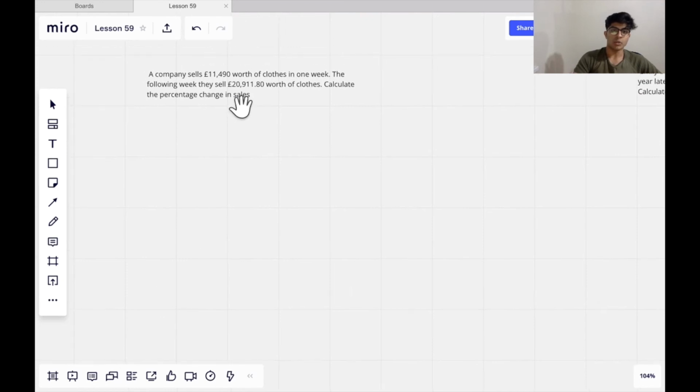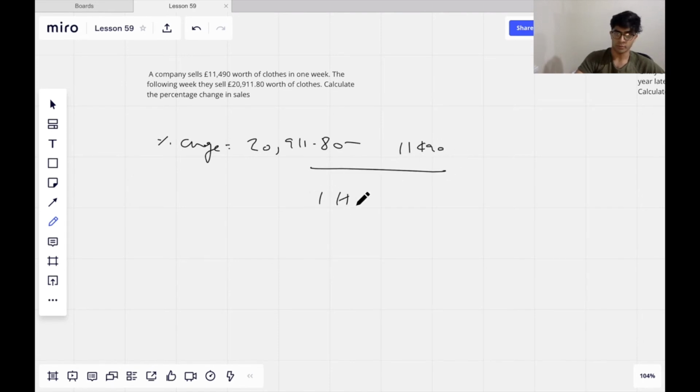A company sells 1,490 pounds worth of clothes in a week. The following week they sell 20,000, I'm not reading that number out, worth of clothes. Calculate the percentage change in your sales. Remember, this is the formula we talked about. Percentage change: new value 2911.80 minus old value 1149, divided by old value.